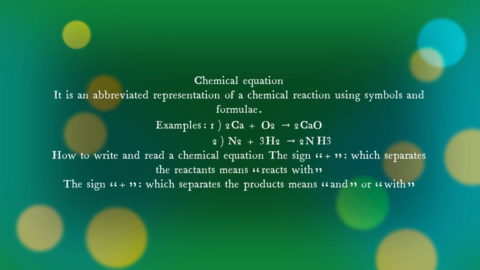Here we have an example of a chemical reaction. When magnesium burns in air, a white substance is formed. That white substance is called magnesium oxide. We have two reactants, magnesium and oxygen. The oxygen reacts with the magnesium to form magnesium oxide. So magnesium oxide is the product, where magnesium and air are the reactants.